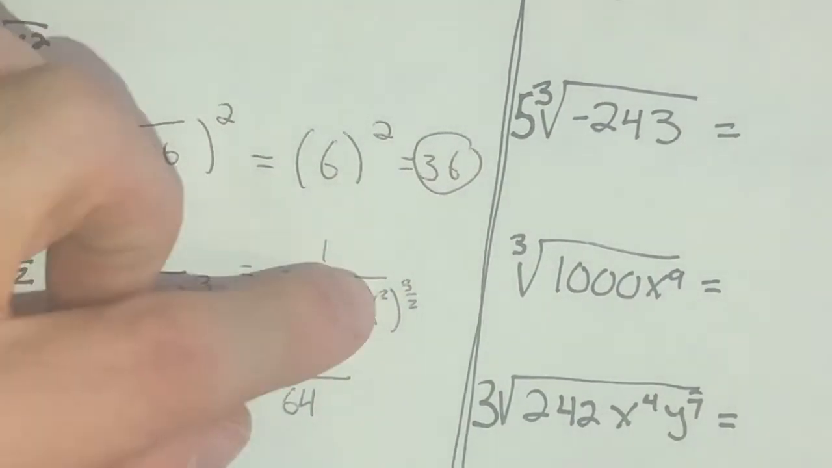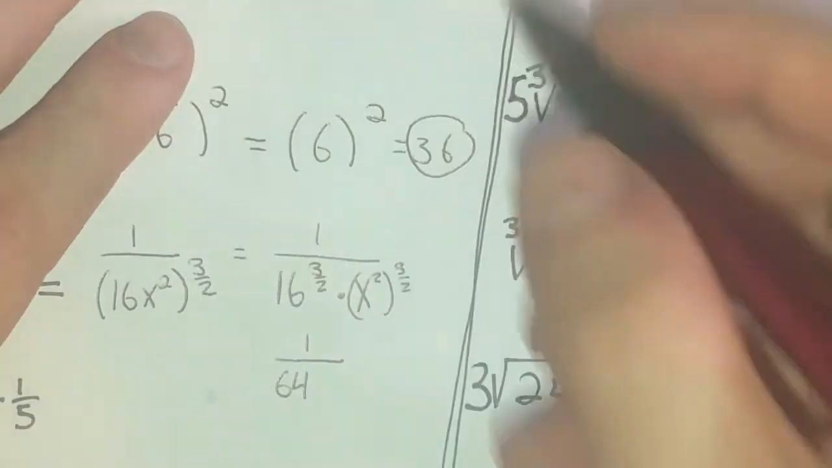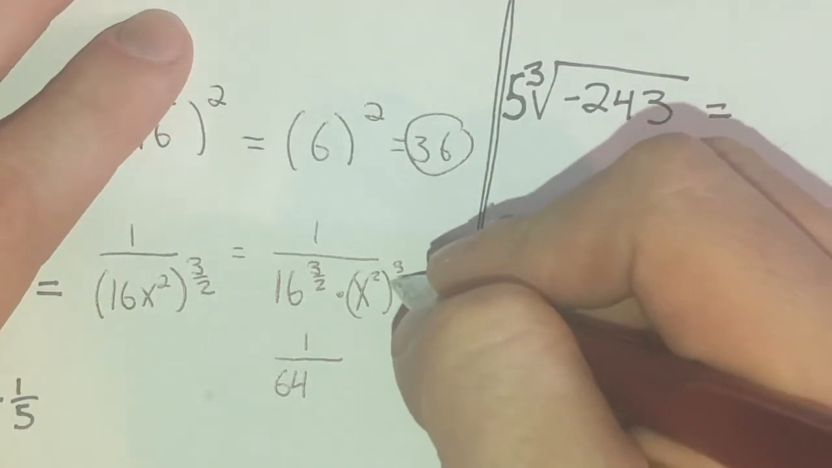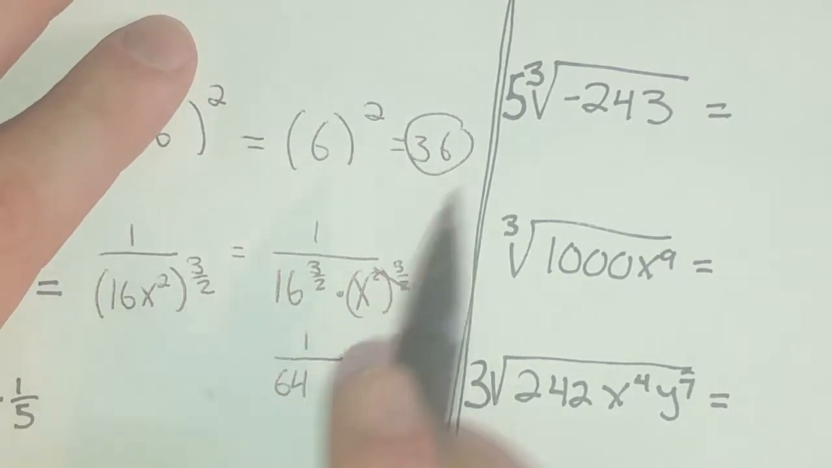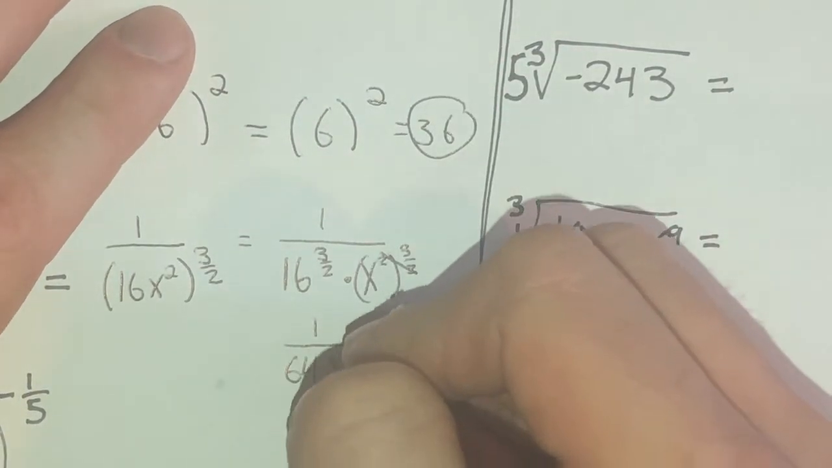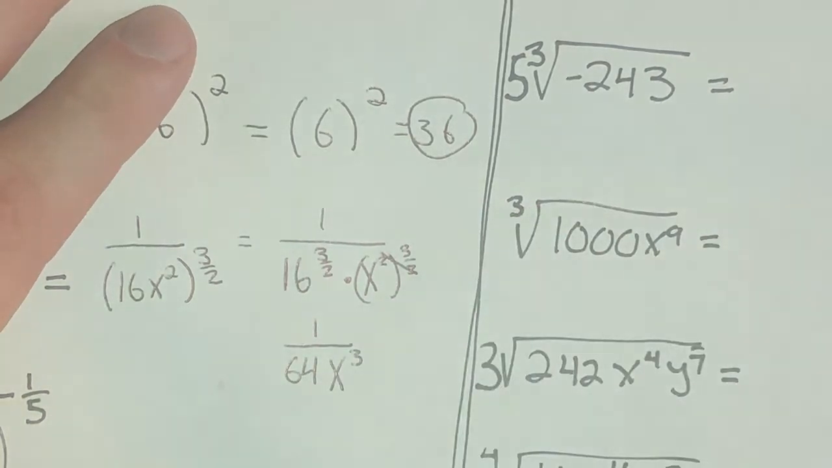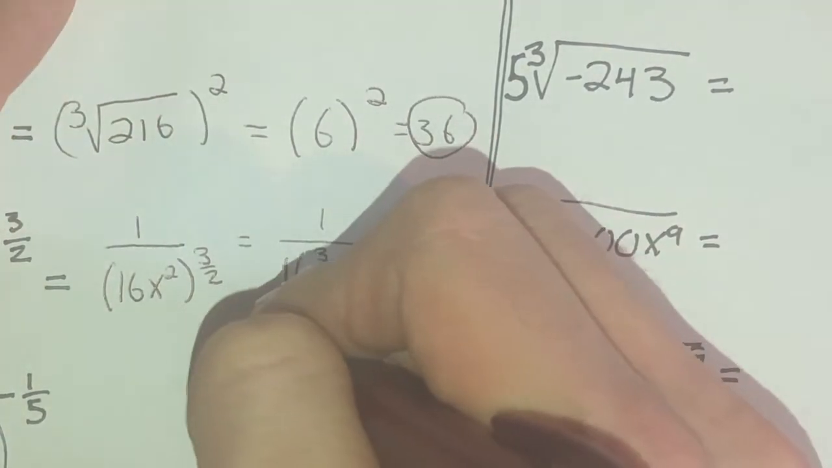Okay? Now, we do x squared to the 3 halves, right? So when you have a power raised to another power, those multiply. In this case, I get 2 to the 3 halves. The 2's cancel, and I get 3. So it becomes x cubed. And now I'm going to stick a plus or a minus in front of here.